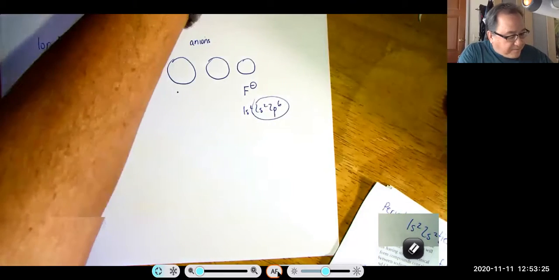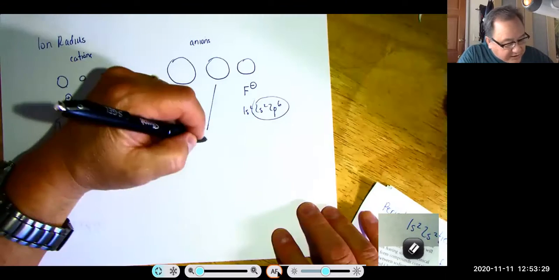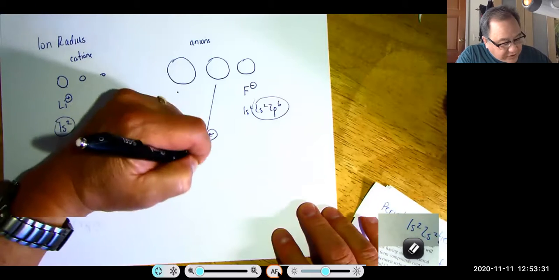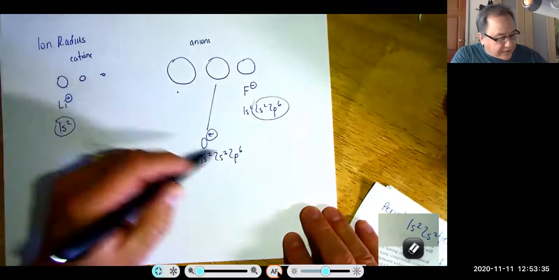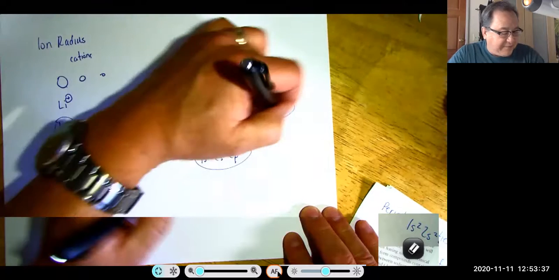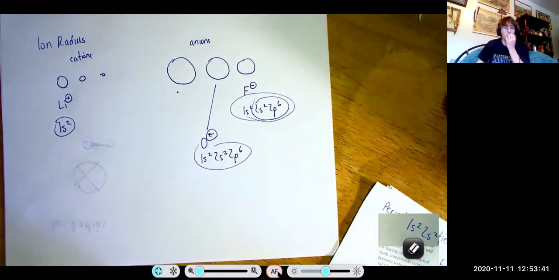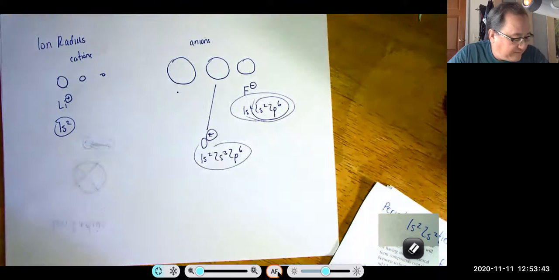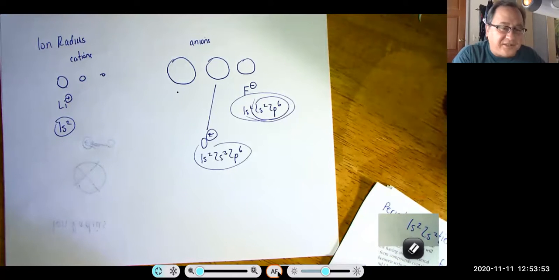But here, if you take a look, this is oxide, 1s2, 2s2, 2p6. Notice the electron configurations are exactly the same. But oxide is larger. Why? Well, I don't know, because oxide is in minus. Here's the deal.